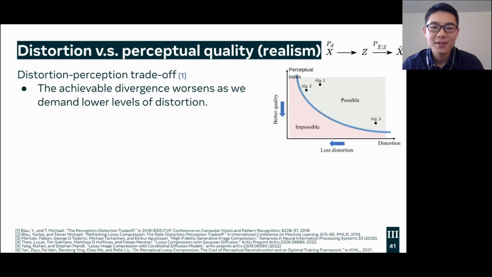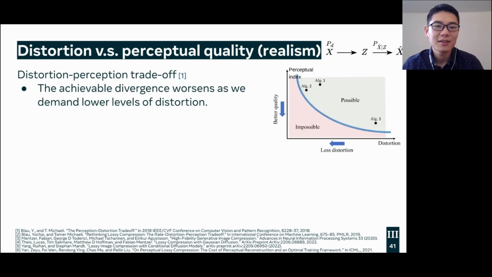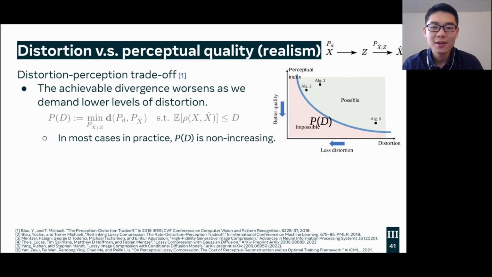And you may ask if it's necessary to train on both a distortion and a divergence. And can we achieve the same effect with just a well-designed distortion alone? And it turns out the answer is no, in the sense that there exists a fundamental trade-off between distortion and perceptual quality as measured by a divergence. At a high level, this means that the best achievable divergence can only become worse as we demand lower distortion.